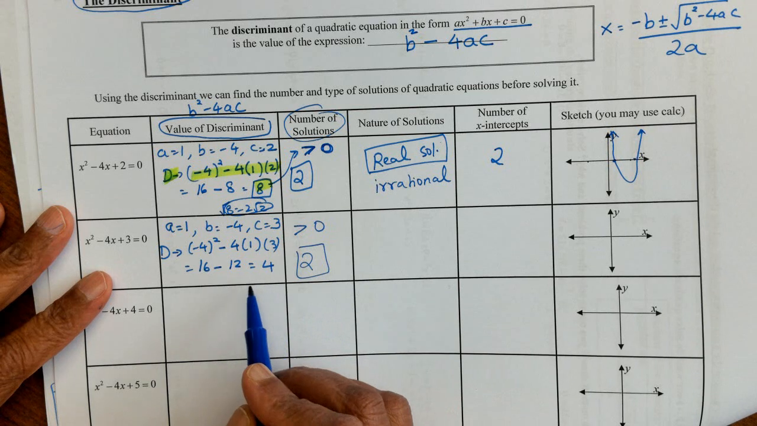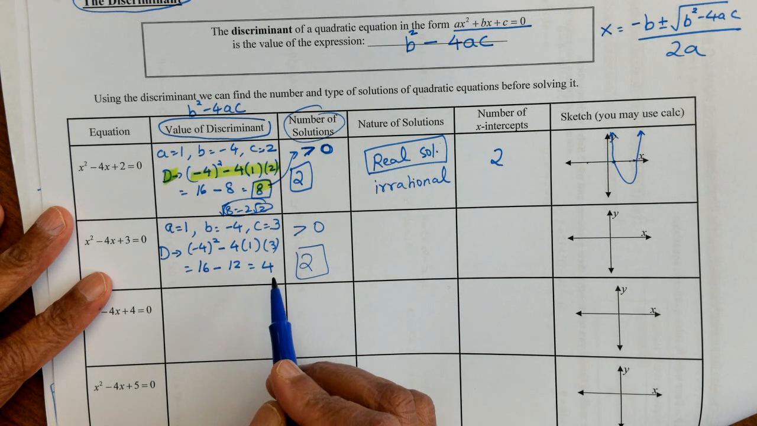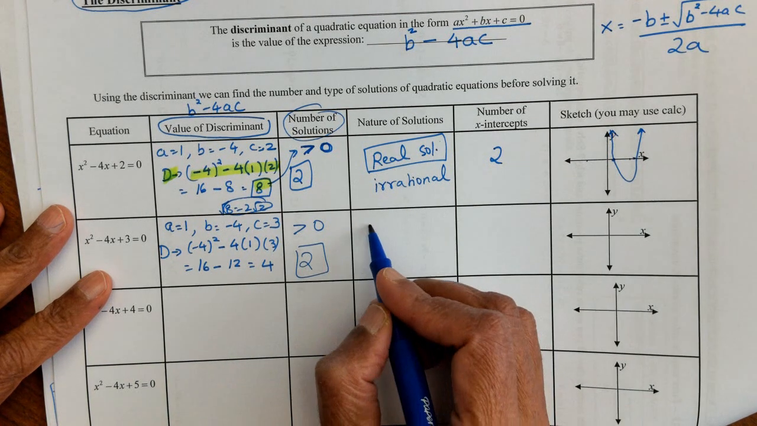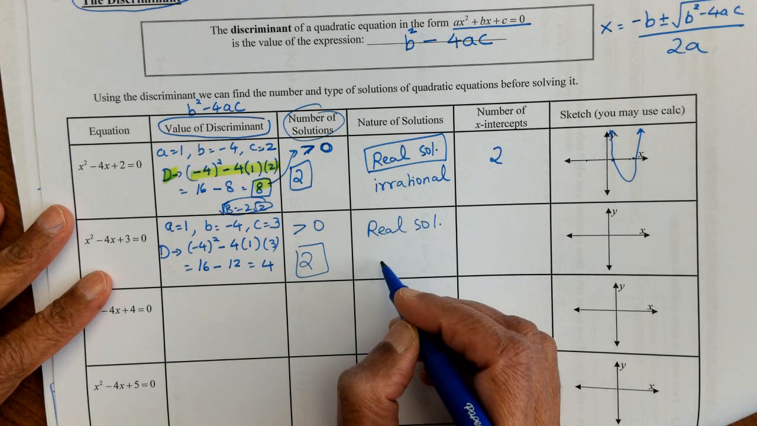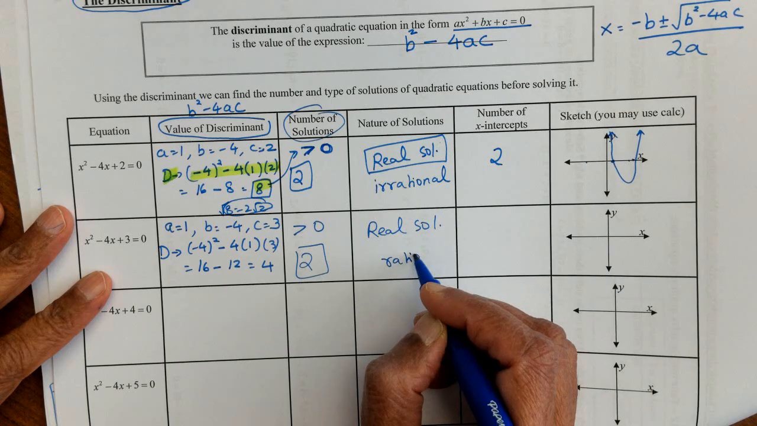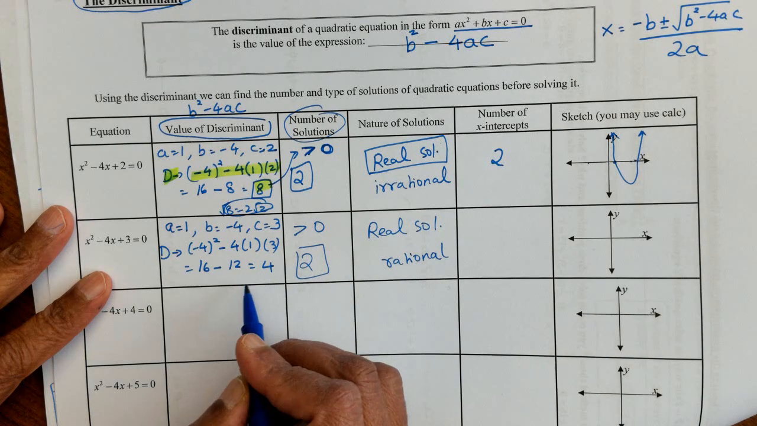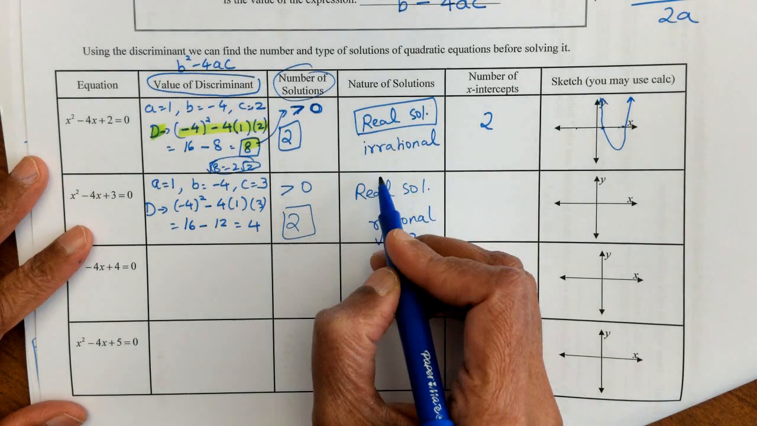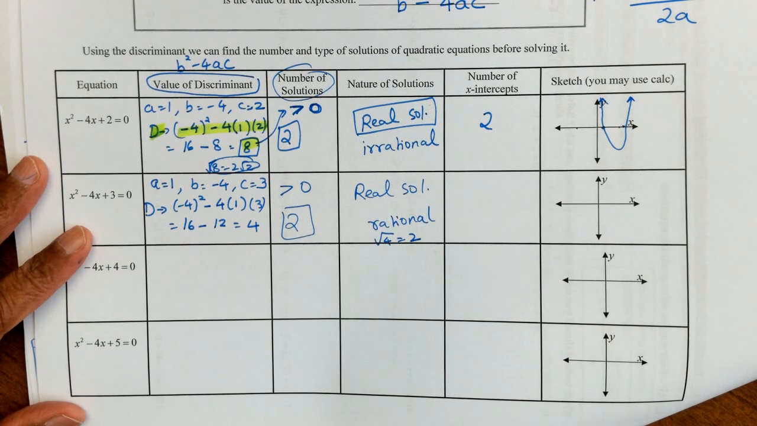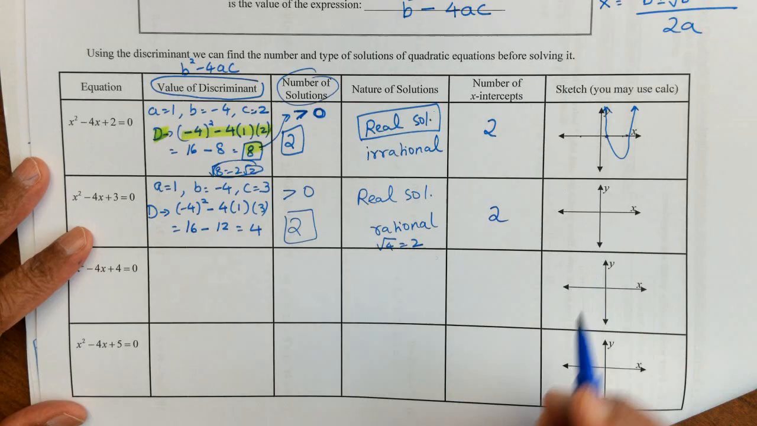And you know what? Because I have square root of 4, it's not irrational. Square root of 4 is a whole number. I do have real solutions, yes, because there's no imaginary number, there's no i here, but they will be rational. I can say that straight away without even solving, because square root of 4 equals 2. So there won't be a square root of 2 here, unlike the previous one, and the number of x-intercepts is again 2.